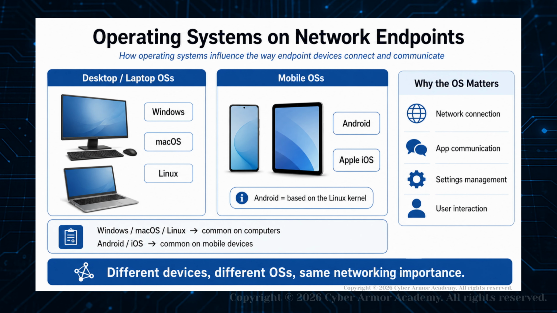These devices also use different operating systems. A desktop or laptop might use Windows, macOS, or Linux. A mobile device might use Android or Apple iOS. Apple iOS and Android dominate the mobile device market, and Android is based on a standard Linux kernel. Why does this matter? Because even though the devices may look different on the outside, the operating system helps control how the device connects, how apps use the network, how settings are managed, and how the user interacts with network connections. So, operating systems are part of the networking story too.